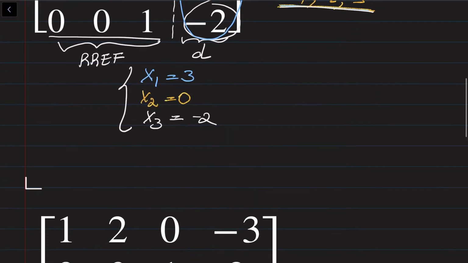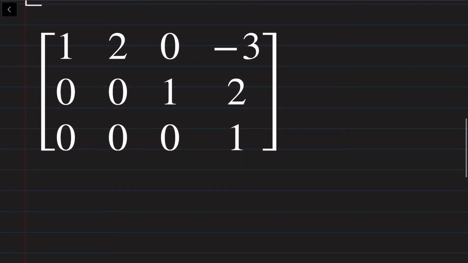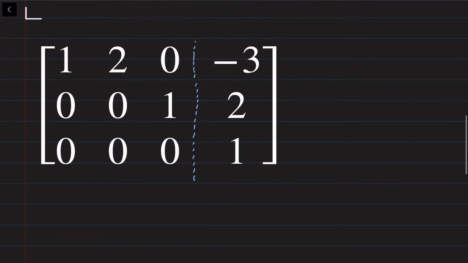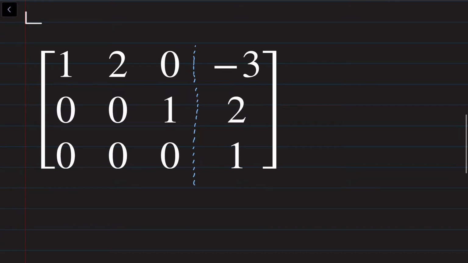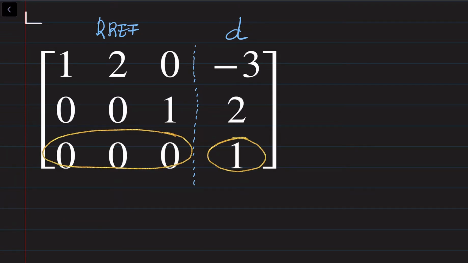Now let's consider an example with no solution. This is a typical example with no solution in the reduced row echelon form part. Again, we're going to split this augmented matrix into the reduced row echelon part and the solution vector D. And again, you see here is this strange situation when you've got all of the zeros here and you've got one here. In this case, there's no solution. Let me explain to you why.